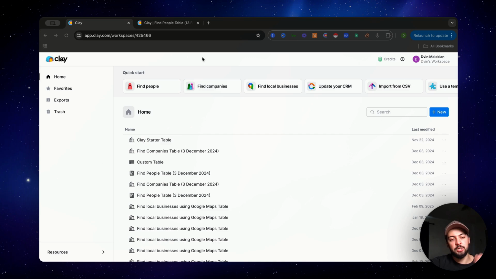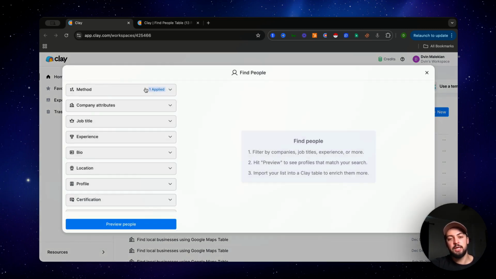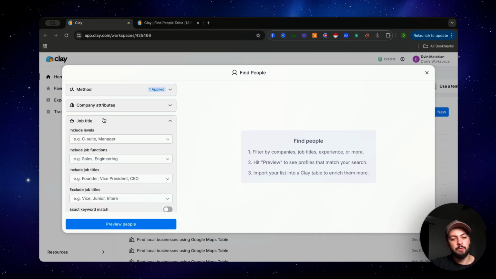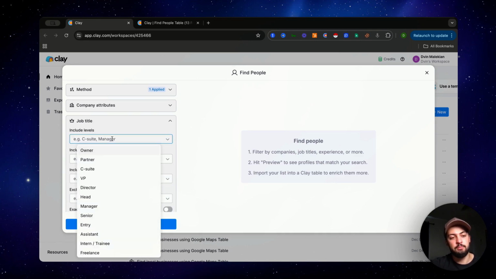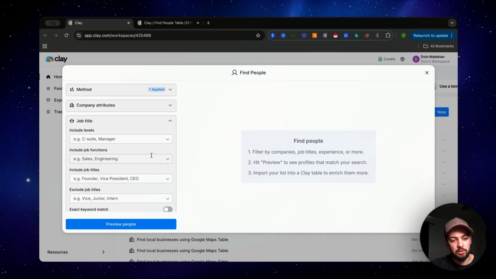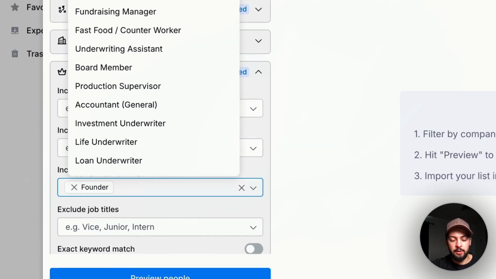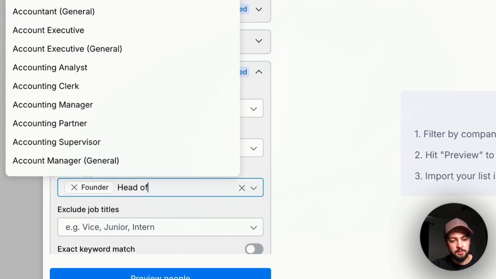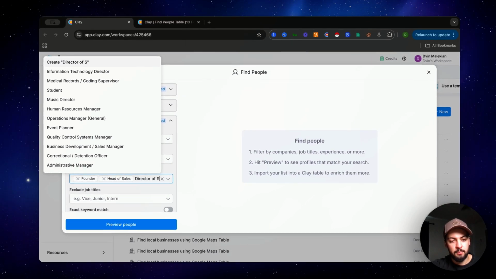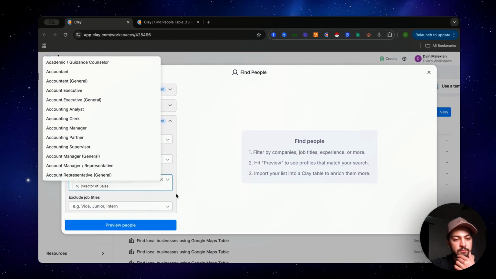So the first thing I did was go to Clay, which is our favorite tool to use. What we want to do is find people at different companies that we can reach out to. If you go to find people search, what we did was filter for different job titles that we're looking for. So we're including founder, we're including head of sales, director of sales. You guys get the idea.